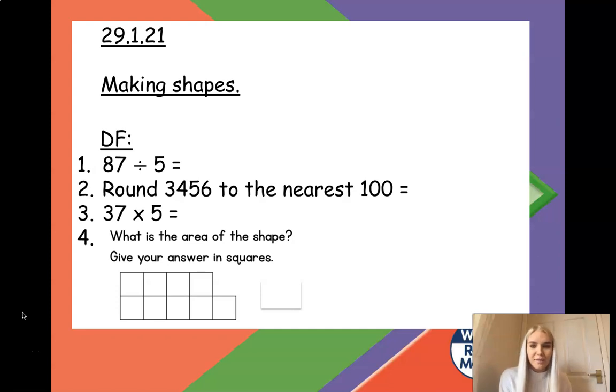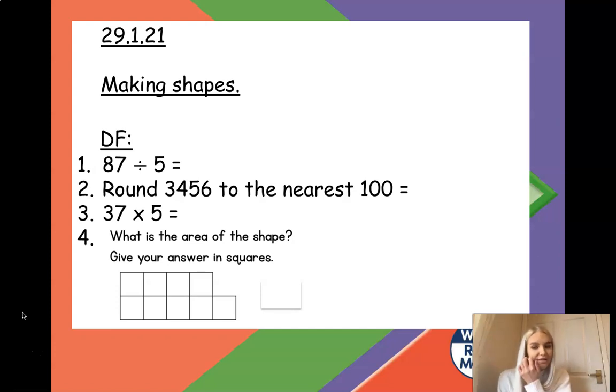Today the focus will be making shapes using your knowledge of area. But before we do this, spend the next 3 minutes working on the daily fluency questions please. Remember to write them down on a piece of paper so that I can mark them when I have a look at your lovely work. Pause the video now please and work on these 4.